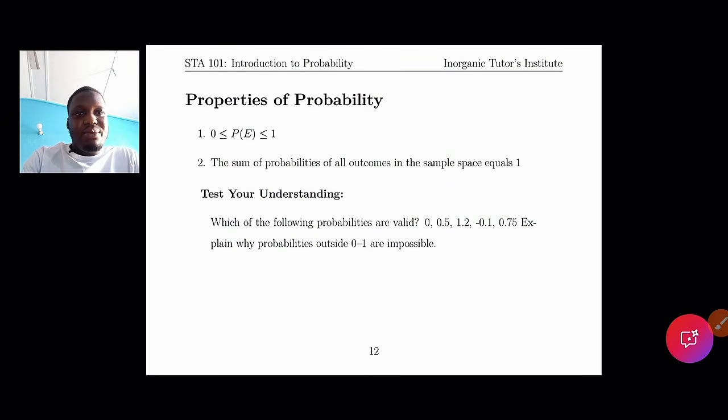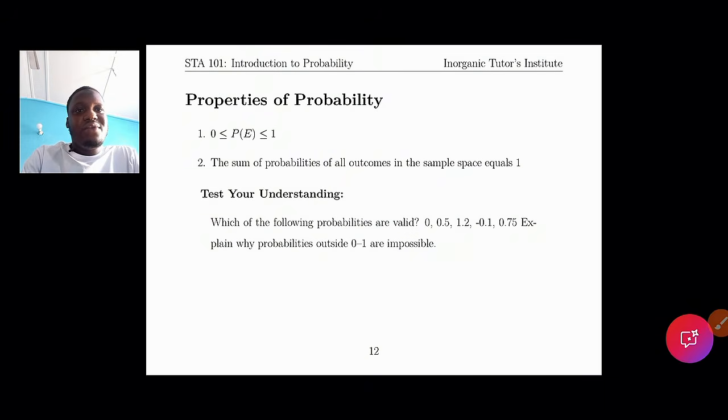So 0.5 is possible, 50% chance. 1.2 is not possible because it's more than 1. Negative 0.1 is also not possible because there's no probability that is negative. And 0.5 is also possible. Okay. So explain why outside 0 to 1 are impossible. That's what I explained to you. That the worst case is 0, and the best case is 1. You can't go beyond that.